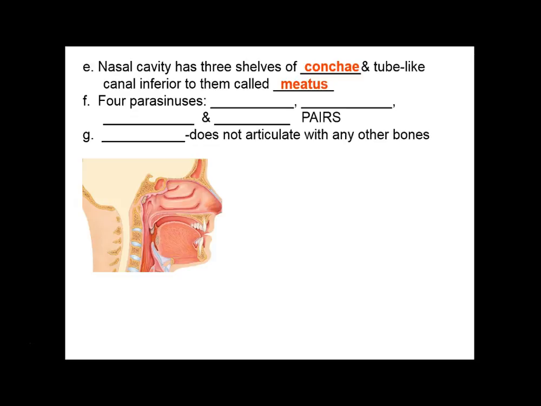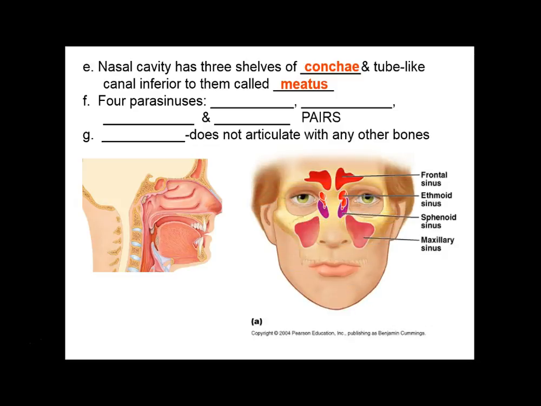And if you notice, under each one of those three shelves there's a tube, and remember, tubes through bone are called meatuses. So you would have the superior nasal concha and the superior meatus, the middle nasal concha and the middle meatus, the inferior nasal concha and the inferior meatus. Also associated with the skull are your paranasal sinuses. There are four pairs of these paranasal sinuses. There's one pair found in the frontal bone, another pair in the ethmoid bone, another pair in the sphenoid bone, and the last pair in the maxilla or maxillary bones.